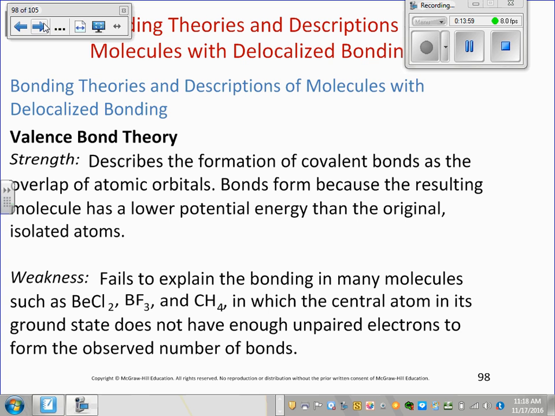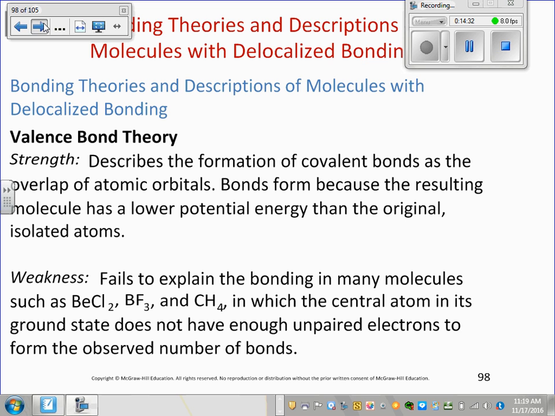The valence bond theory describes how covalent bonds are formed by overlapping atomic orbitals, and it lowers the potential energy. So now we know why bonds form, but it fails to explain the bonding in many molecules like BeCl2, BF3, and CH4. Because remember, if you look at carbon, there's only 2 unpaired electrons, yet carbon forms 4 bonds. So it really kind of fell apart there.